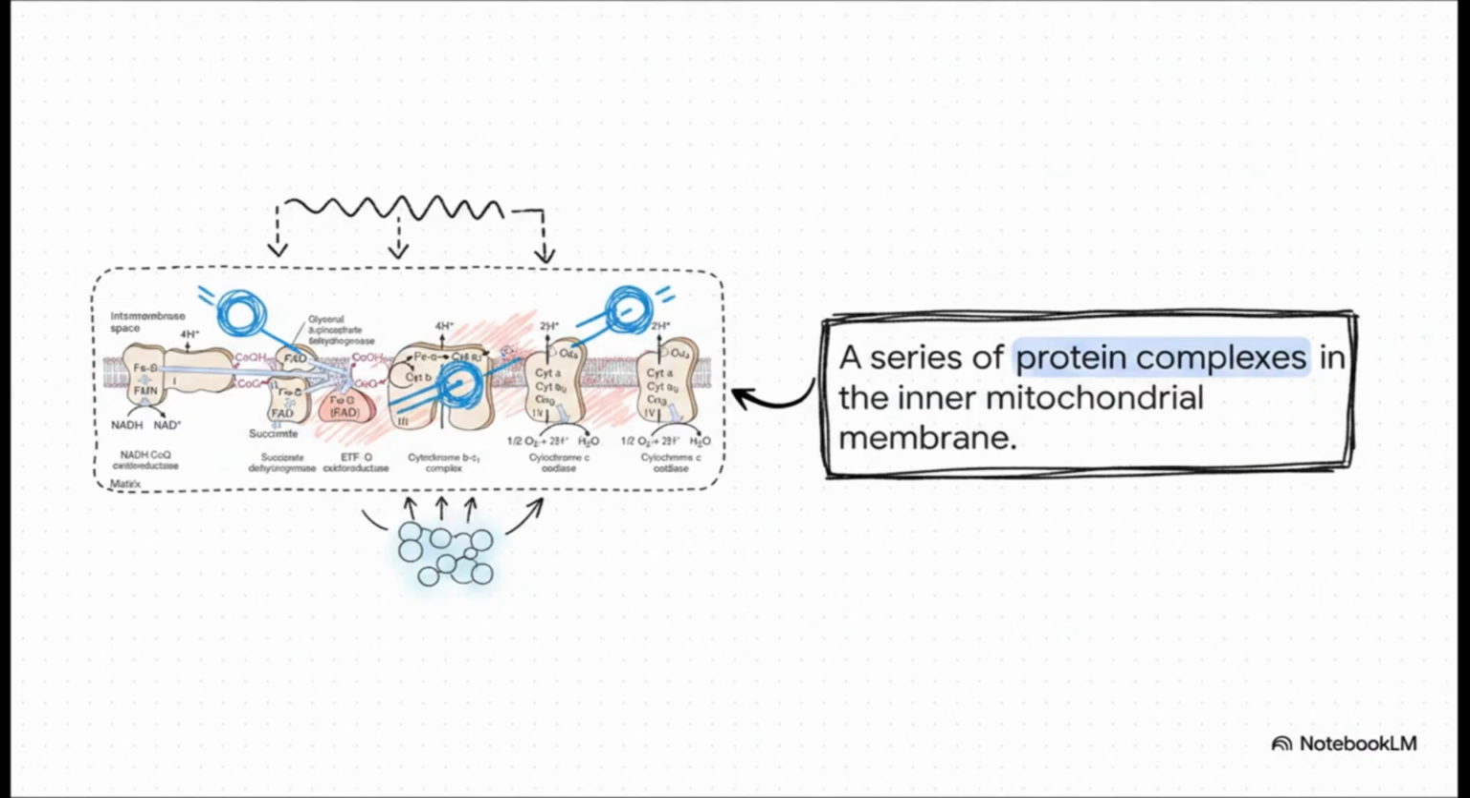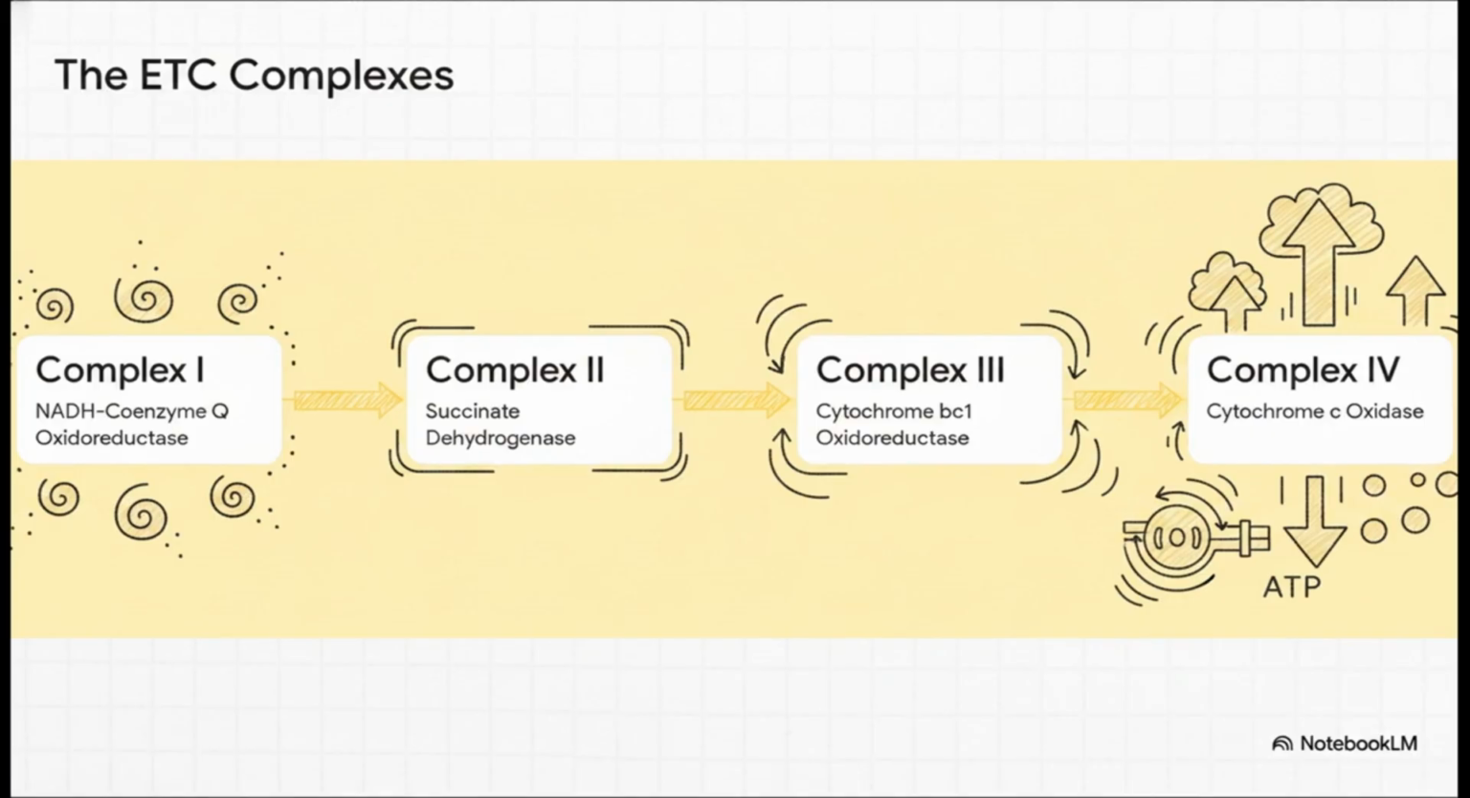What you're looking at is a lineup of 4 major protein complexes, just labeled 1 through 4. Their whole job is to play a high-stakes game of hot potato, passing these high-energy electrons from one to the next in a super precise sequence. So let's meet our key players, shall we?